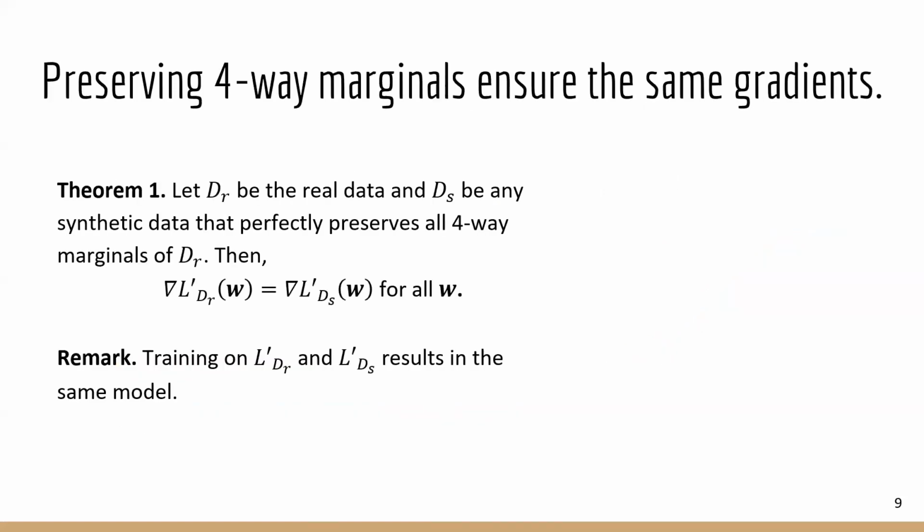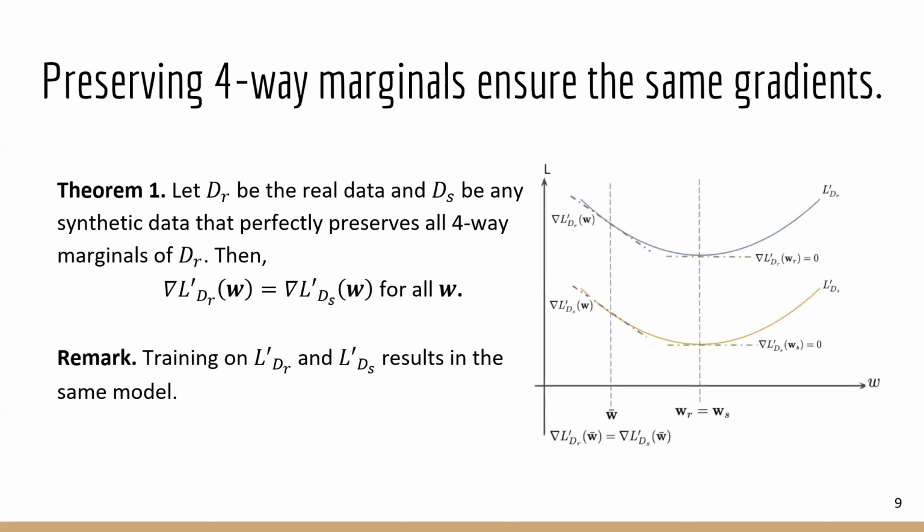Okay. So now we are ready to revisit our theorem one again. Our theorem one says that if Dr, the real data set, and Ds, the synthetic data set, if the synthetic data set preserves all the four-way marginals of Dr, then we can say that the approximate gradients of the real data set on any single point is exactly equal to the approximate gradient of the synthetic data set on the same point. Right. And again, this is because we can simply express this gradient as a linear function of all the four-way marginals. And what this means is that eventually when you are training using synthetic data and real data using this approximate loss function, you will get exactly the same model because at each step you have the exact same gradient.